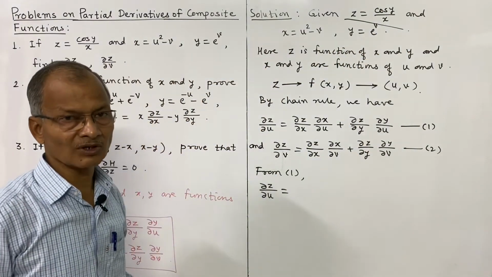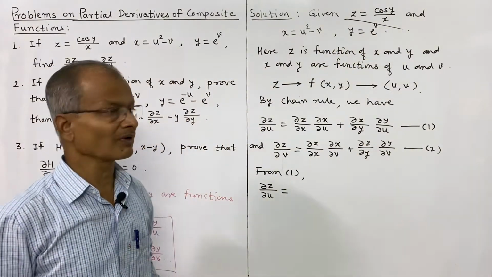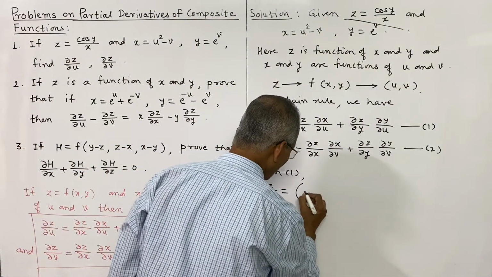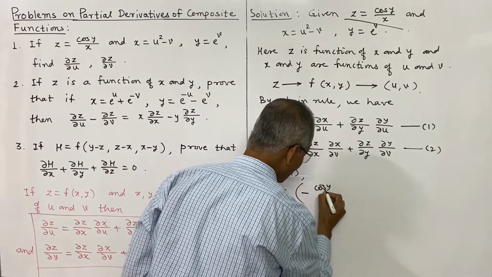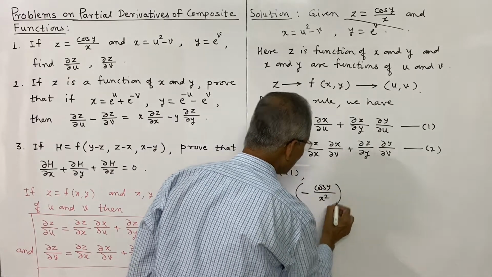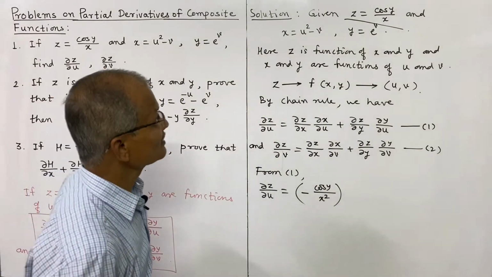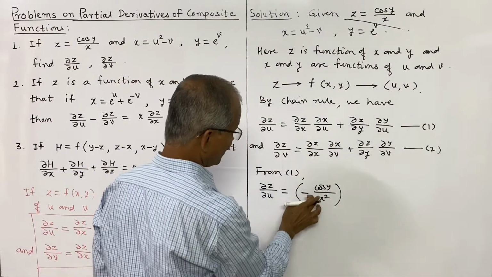Derivative of 1 by x we know is minus 1 over x square, and cos y is constant, it remains the same. So therefore it is minus cos y divided by x square. Derivative of 1 upon x is minus 1 upon x square. Cos y remains as it is. So this much is dou z by dou x.